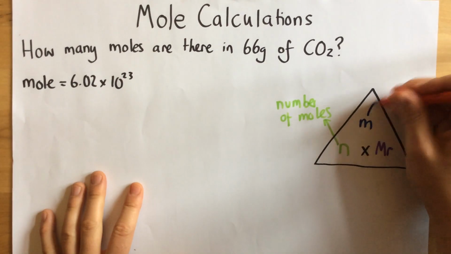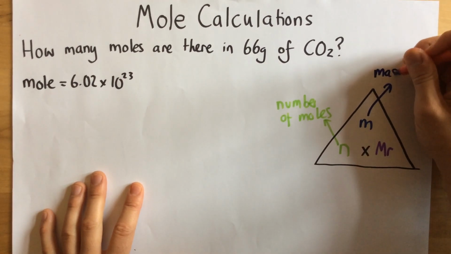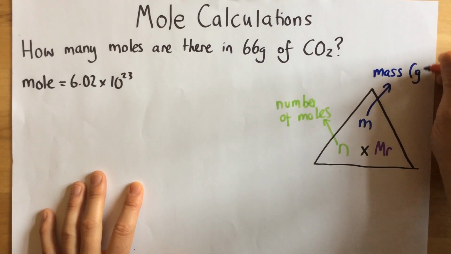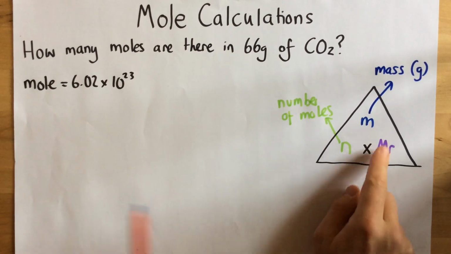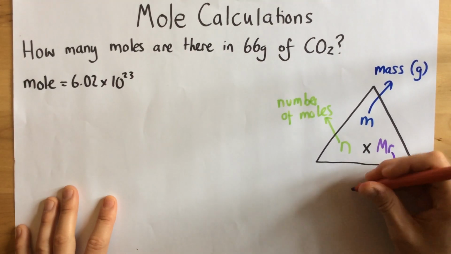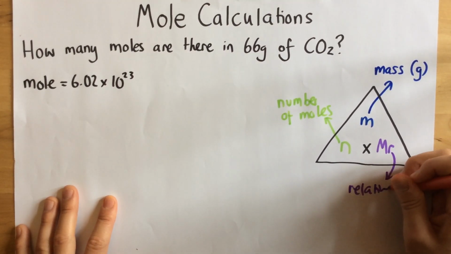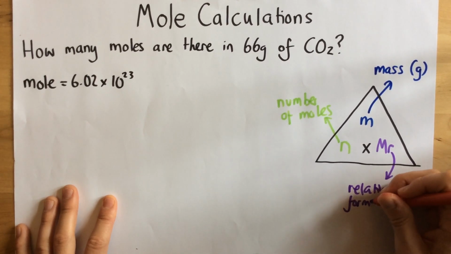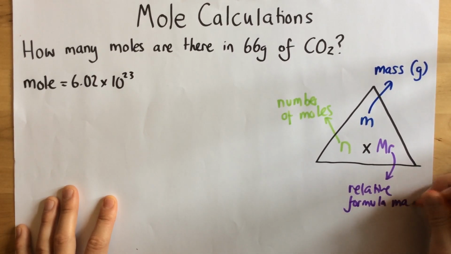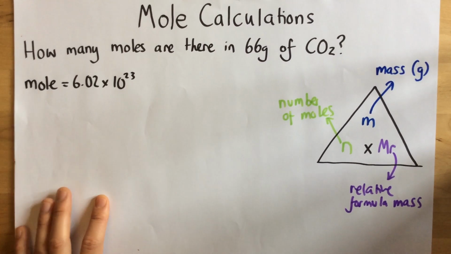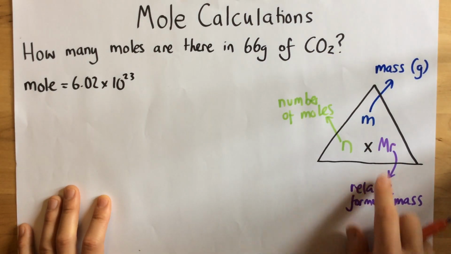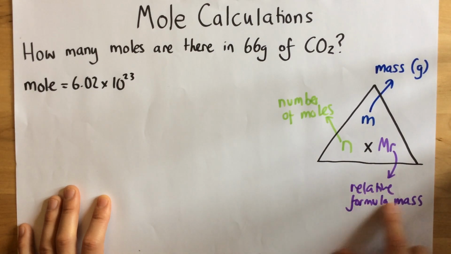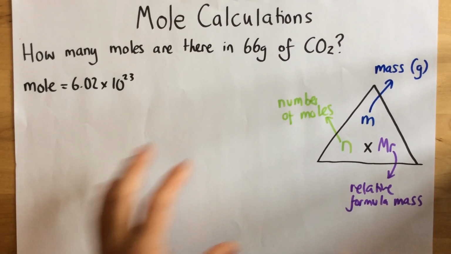The M stands for mass. Whenever we're dealing with moles, the unit for mass is always grams as opposed to kilograms. And finally, Mr stands for relative formula mass. This could also stand for relative atomic mass, but because this one is a molecule rather than an element, this particular question is to do with relative formula mass. So let's see how this works.